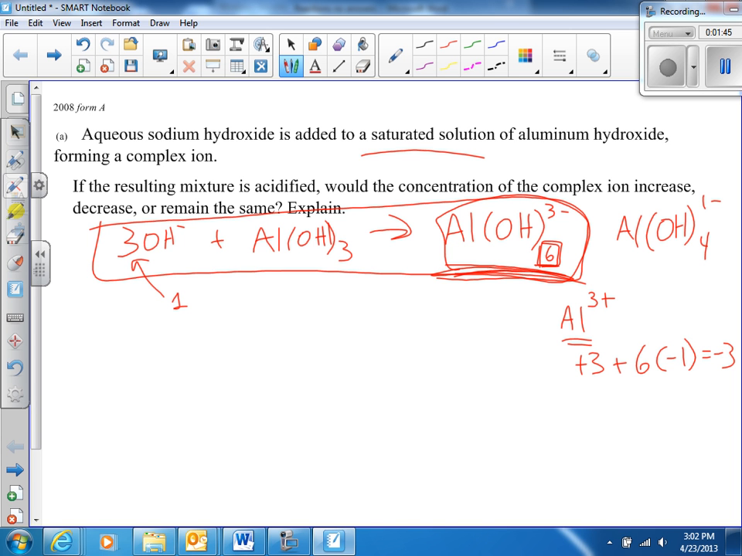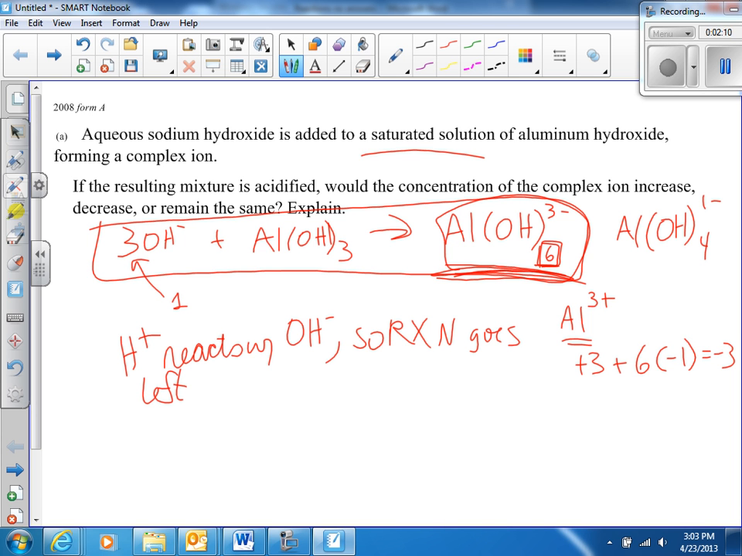Okay. If the resulting solution is acidified, we add some H+. Will the concentration of the complex ion increase, decrease, or remain the same? So H+, what's it going to do? It reacts with the OH minus. So the reaction is going to go left. And if the reaction goes left, oh, the complex ion concentration goes down. Concentration of the complex ion decreases.